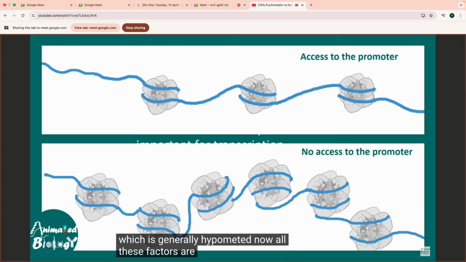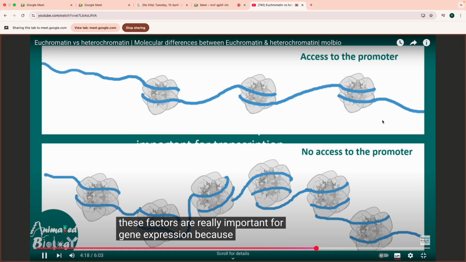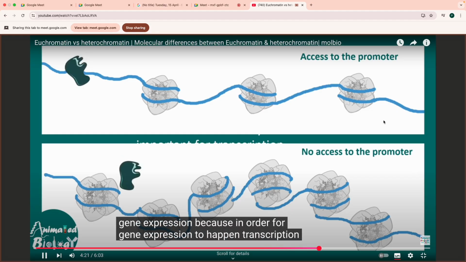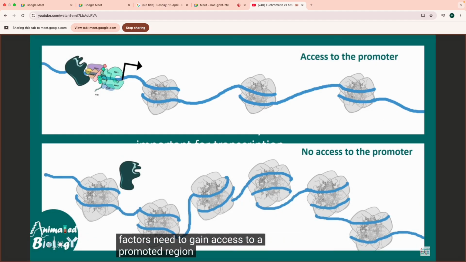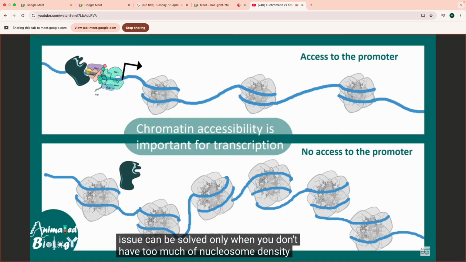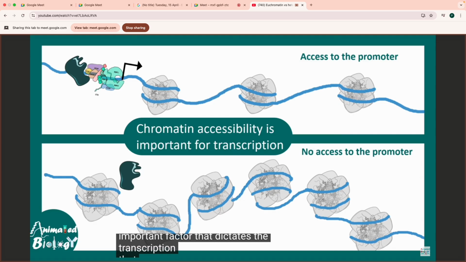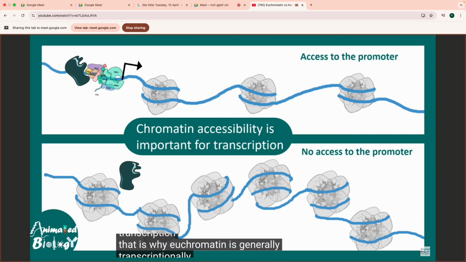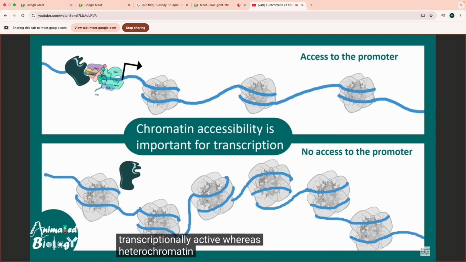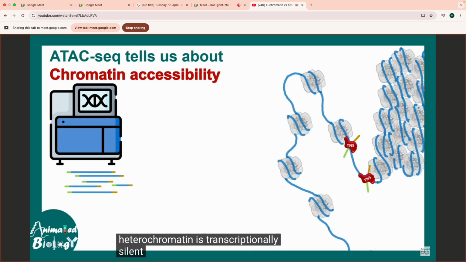Now all these factors are really important for gene expression, because in order for gene expression to happen, transcription factors need to gain access to a promoter region and thereby start the transcription. And this accessibility issue can be solved only when you don't have too much nucleosome density. So chromatin accessibility is a very important factor that dictates the transcription. That is why euchromatin is generally transcriptionally active, whereas heterochromatin is transcriptionally silent.